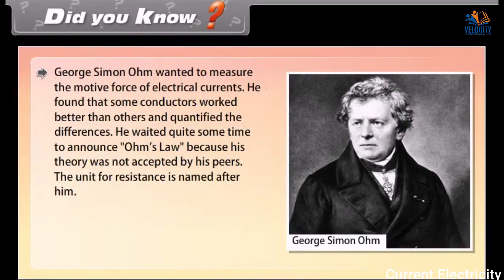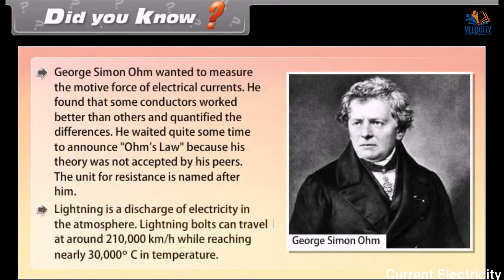Did you know? George Simon Ohm wanted to measure the motive force of electrical currents. He found that some conductors worked better than others and quantified the differences. He waited quite some time to announce Ohm's law because his theory was not accepted by his peers. The unit for resistance is named after him. Lightning is a discharge of electricity in the atmosphere. Lightning bolts can travel at around 210,000 kilometers per hour while reaching nearly 30,000 degrees Celsius in temperature.